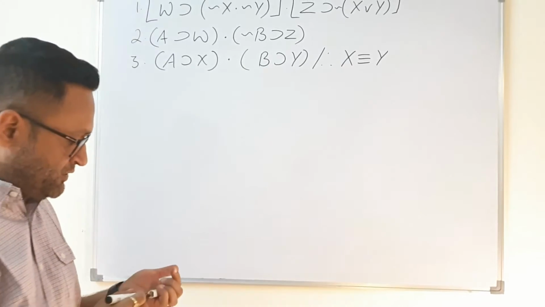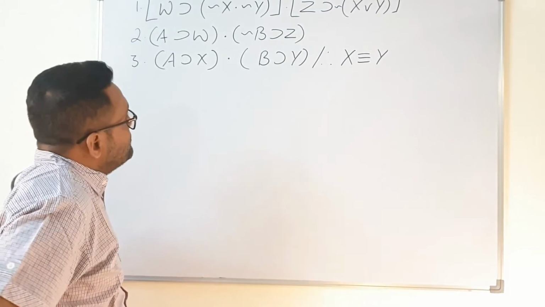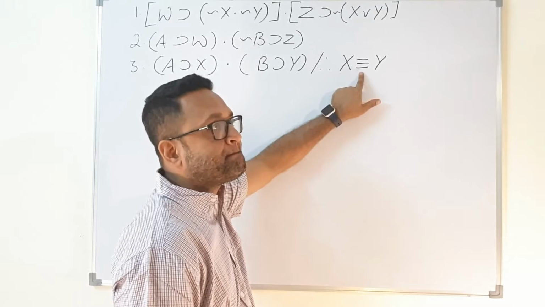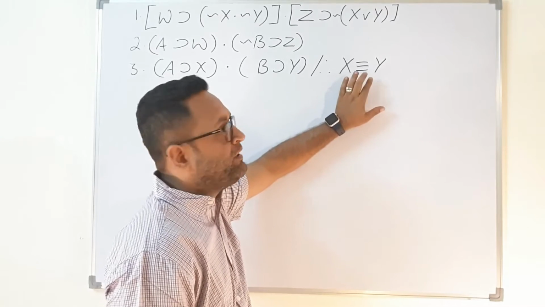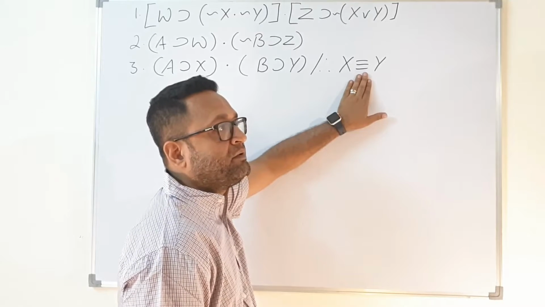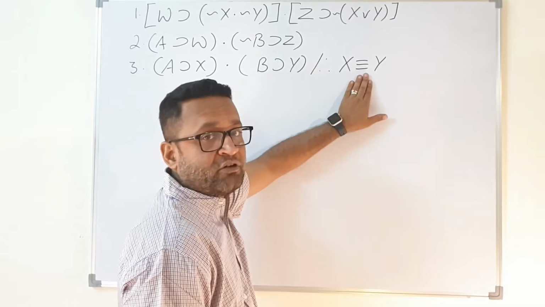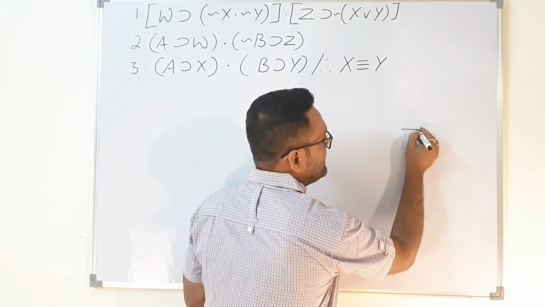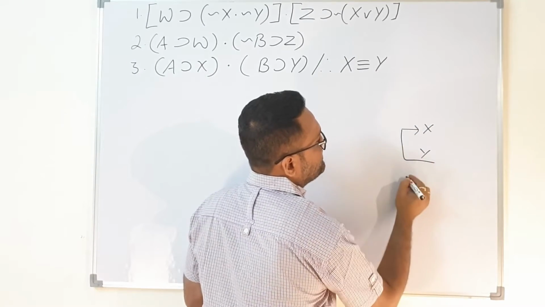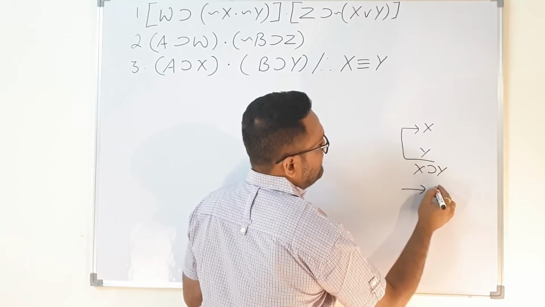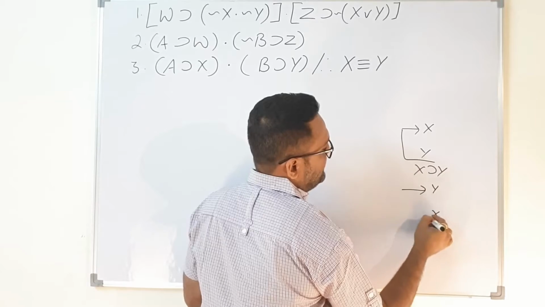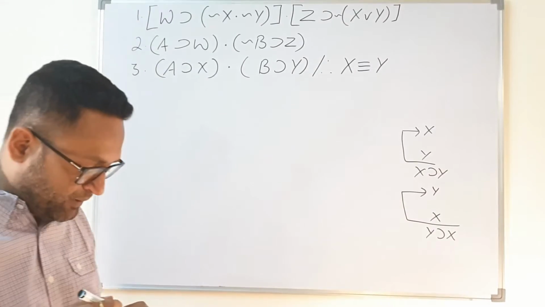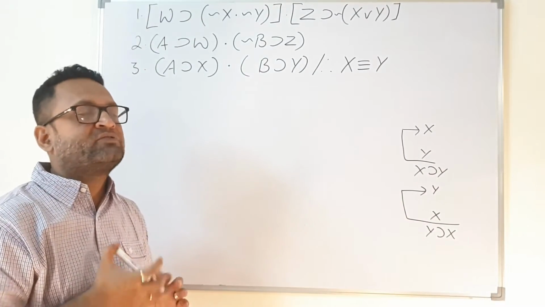Now, this is the question which you need to solve. In order to solve this question, you cannot apply CP here, because it is a material equivalence. Material equivalence is basically a conjunction of material implications. So the strategy is, if I assume X and create Y, I will get X implies Y, then I will take Y and create X, so I will have Y implies X, then I will conjoin them together and I will get X triple bar Y. That is the way the question can be solved.